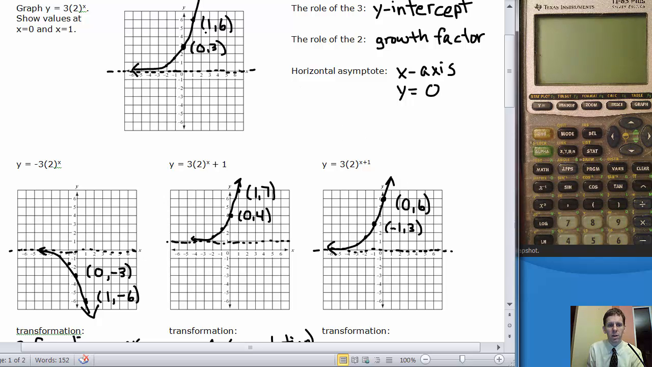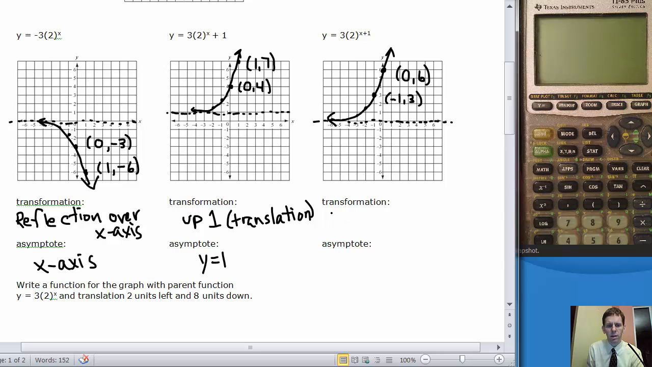The point that was at 1 is now at 0. The point that was at 0 is now at -1. Our graph has been moved left 1, so this is a translation left 1. The asymptote for this graph is the same as it was for the original parent function. It is still the x-axis.